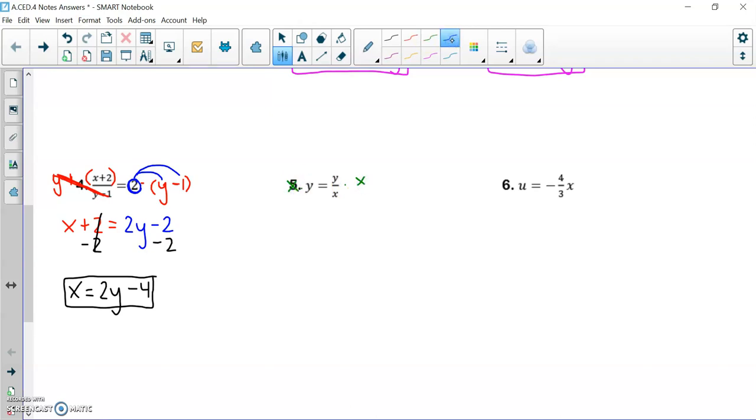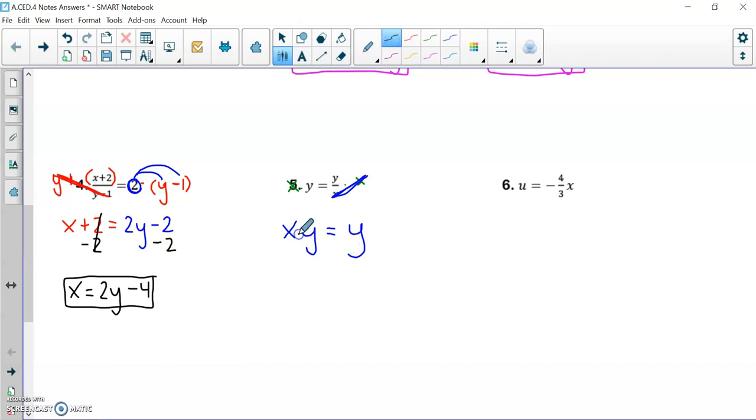So when I multiply both sides by x, I'm left with an x times a y is equal to, and an x divided by an x cancels out, and I'm just left with a y on the right side. Now, this is nice because now I don't have to work with fractions. And so now I can just solve for x.